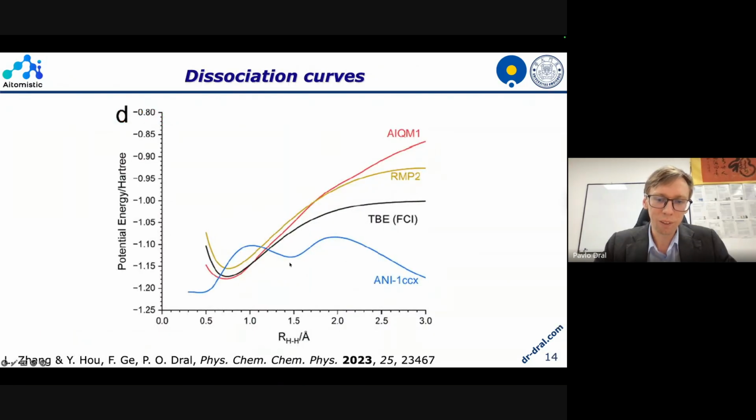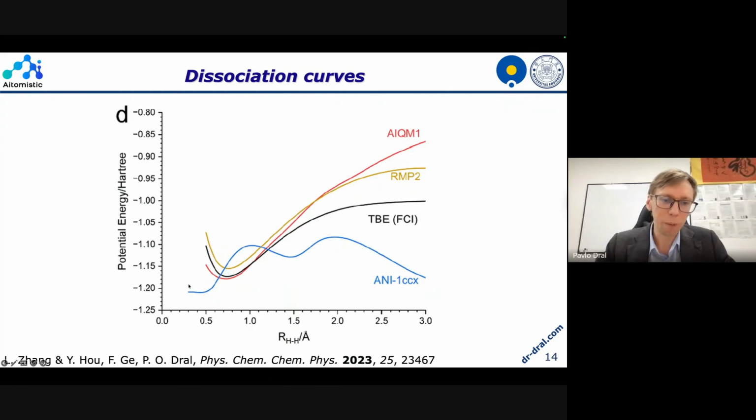If you look at the dissociation curve of H2 with ANI1CCX, it looks like that. I didn't plot it here, unfortunately. I might redo it at some point. But it actually has only a very, very small rise going up like here. So it doesn't have much of the repulsion, right?